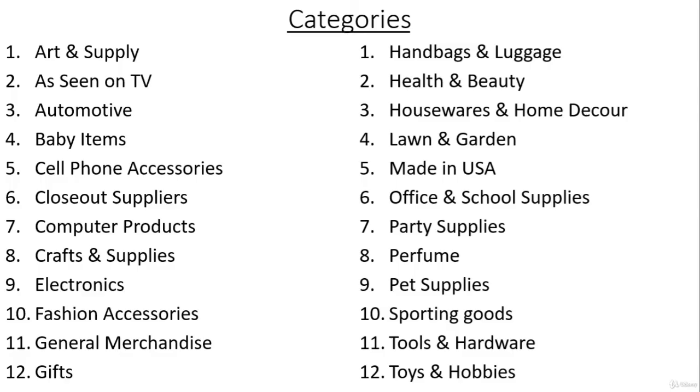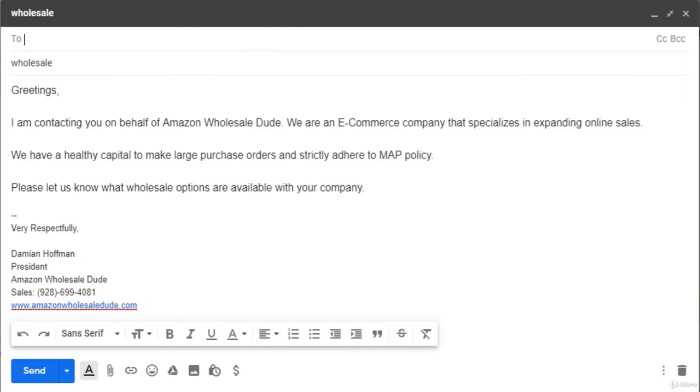So here's the list of categories I recommend. And then remember to make your professional email address and signature block before you start contacting suppliers. So here's kind of an example of what it should look like. An example of what your signature block should look like. And then this is just a sample email template.